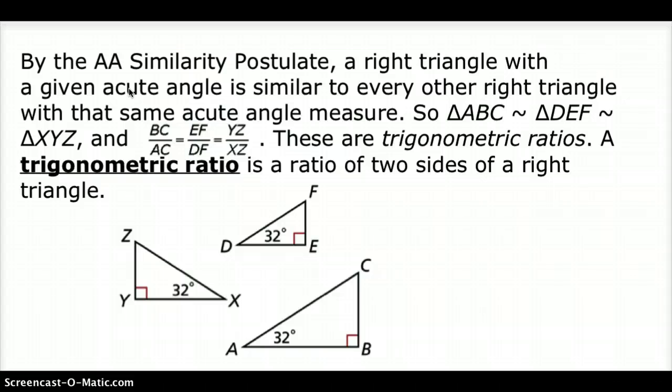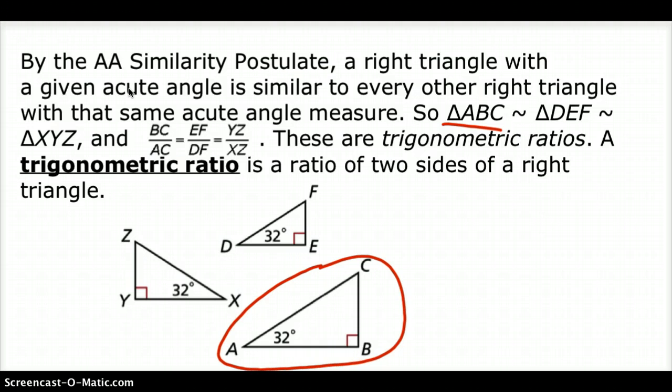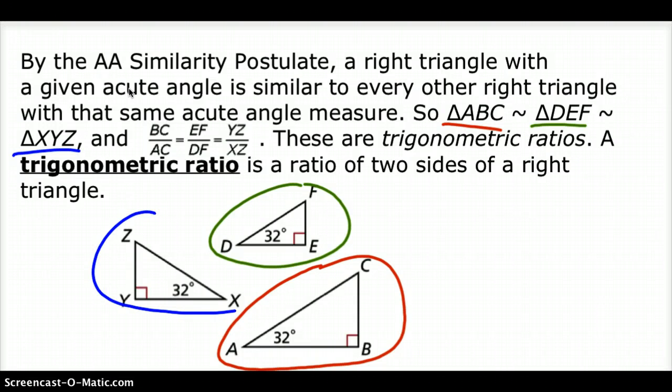If we look at ABC, the bigger triangle here, it is similar to triangle DEF, which is the smallest triangle, and that is similar to triangle XYZ, the medium-sized triangle. These are different sizes, but they're the same shape. They have all of the same angle measurements. Because these are similar, a few things must be true here.